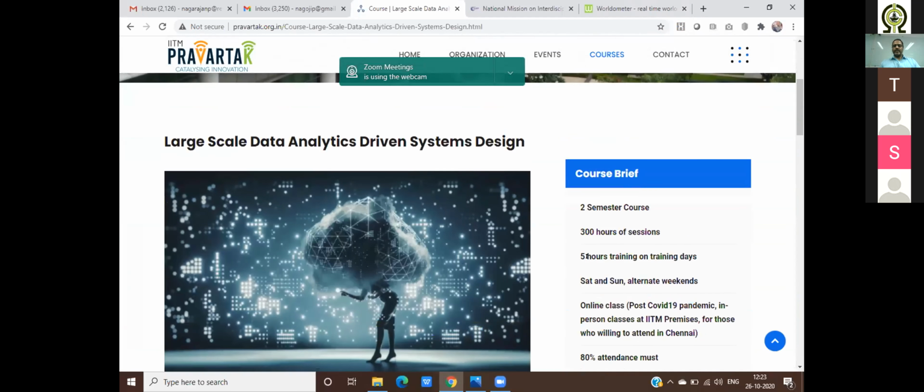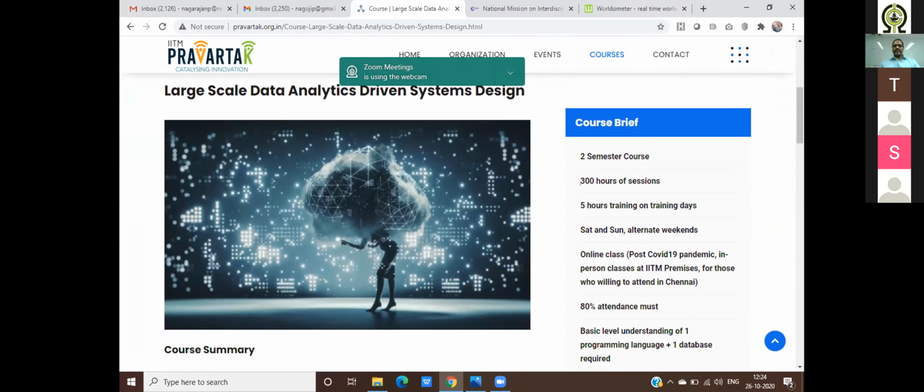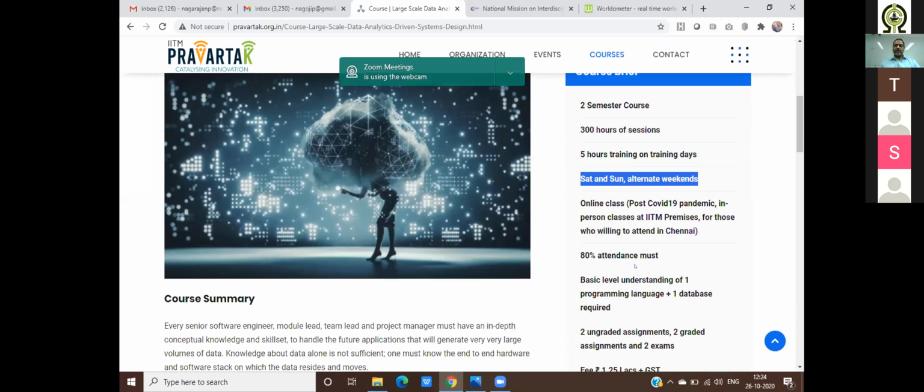It is a 2-semester course. Each semester will have 150 hours of sessions. We plan to have alternate Saturdays and Sundays on the weekends. With this online work from home, we have completely forgotten the demarcation between weekend and weekdays, but still we mark Saturday and Sunday as alternate weekends. We try to have anywhere between 4 and 6 hours of training on alternate Saturdays and Sundays. As Prof mentioned, post-COVID, definitely we will have to have physical sessions as well. Now, one of the things is that 80% attendance is a must.